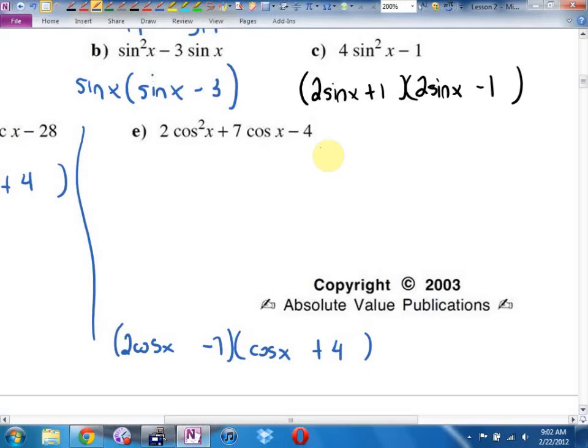Okay. If it factors, we're looking for two numbers that multiply to negative 8 and add to 7. Are there numbers that multiply to negative 8 and add to 7? So let's go 2 cos squared x plus 8 cos x minus 1 cos x minus 4.